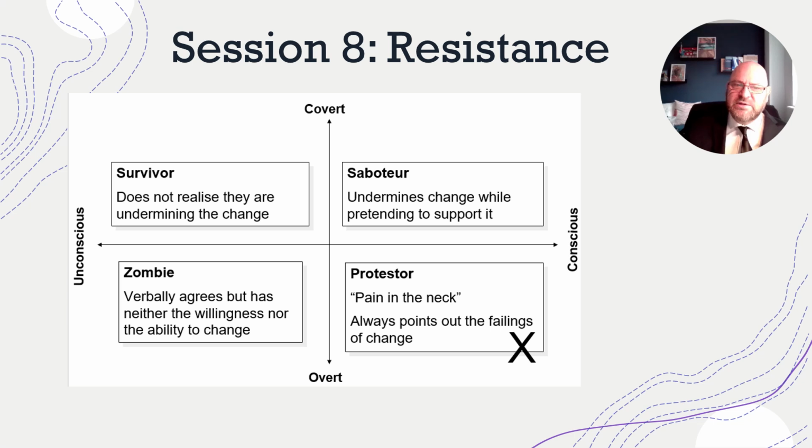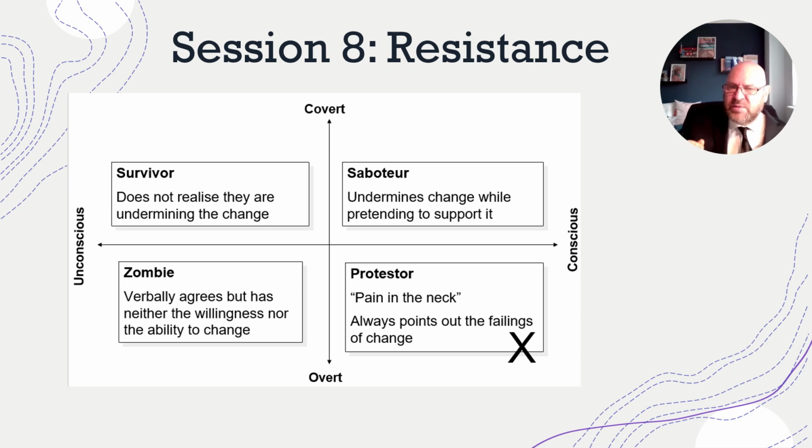The difficulty is the survivor. So these are people that are resisting. They are unaware that they're resisting. You are unaware that they are resisting. And therefore you cannot deal with these opposing forces because you're unaware of it. And they are unaware of it, right? They're the survivors. Does not realize they are undermining the change. So you clearly want to avoid the survivors. You want to bring people into what's called the protesters, the pain in the necks, the heralds, because then at least you know how to deal with it.